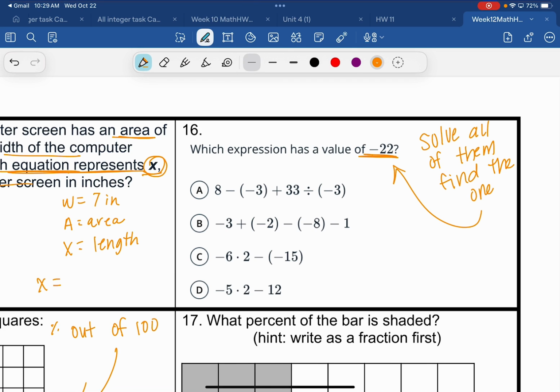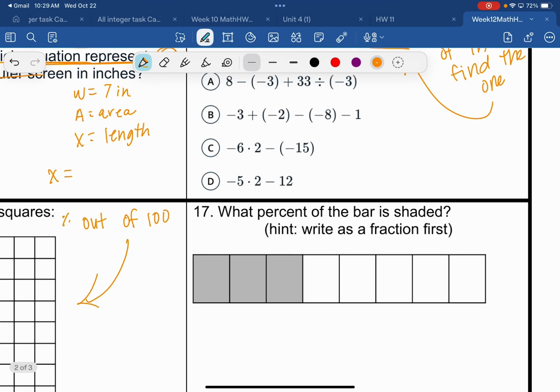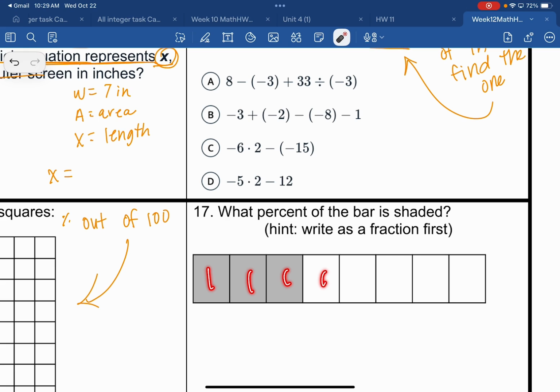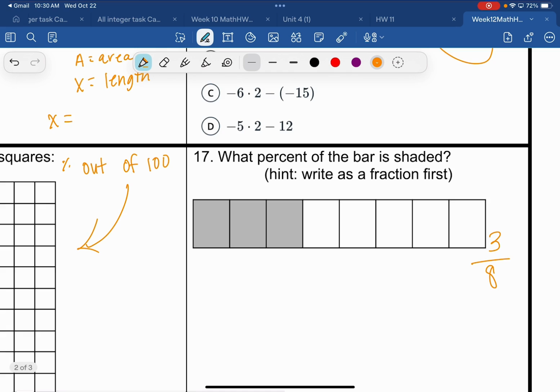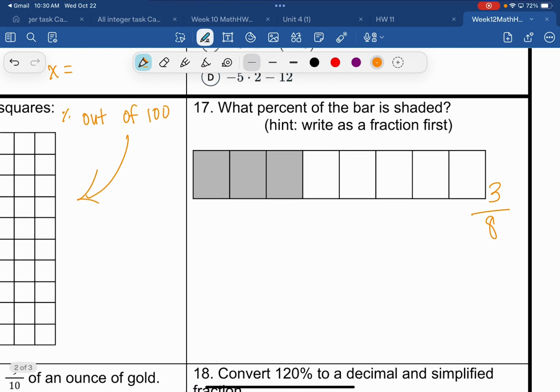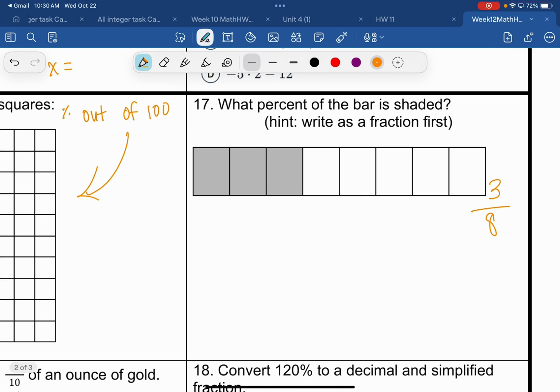Okay? Number 17. What percent of the bar is shaded? Hint, write it as a fraction first. Okay, so I count how many squares I have. 1, 2, 3, 4, 5, 6, 7, 8. So that's my denominator. How many are shaded? 3. So I have to turn that into a percent. Don't leave it as a fraction. Okay? Again, that's in your journal. It's on that little window one. It has 6 little windows. You open it up and it tells you what to do.